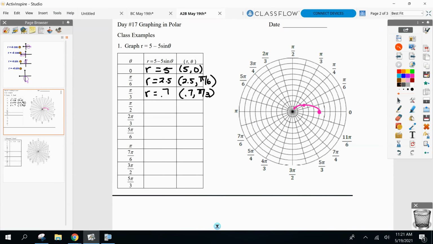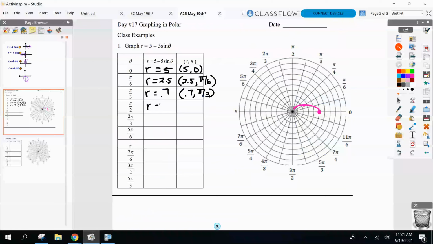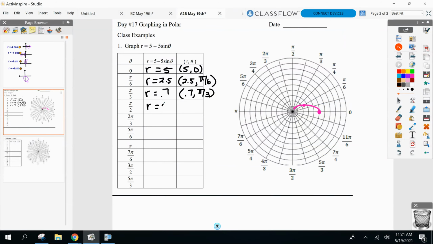Pi over 2, no rounding needed. Pi over 2. Colin, pi over 2. What do you got for your R value? I think Colin's with us today. 0. There we go. Thank you, sir. All right, if anything, it has an R value of 0. It's back at the center, back at the pole, we would call it. So there you go, back at the center.